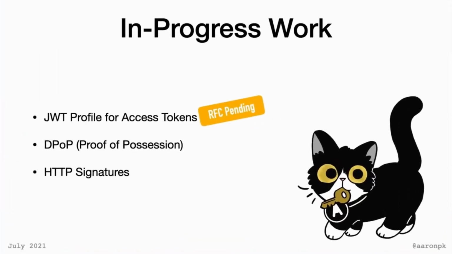The first one is JSON Web Token Profile for Access Token, which is now pending its RFC number. It's very, very close to being finalized. There's DPoP, which is a proof of possession technique, as well as HTTP signatures, which is also a proof of possession technique, which I'll talk more about what that means in a second.